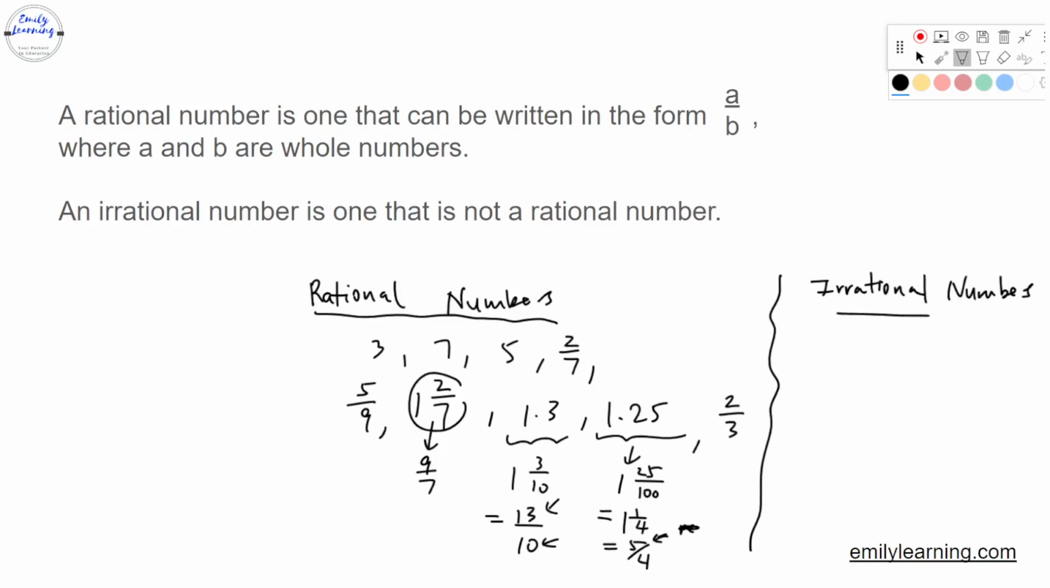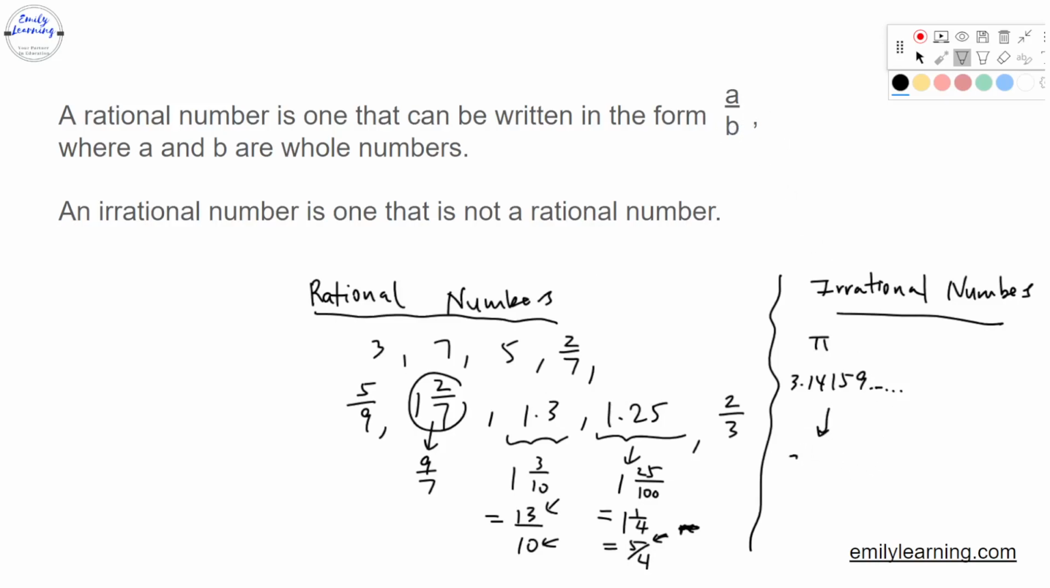So irrational numbers are basically numbers that cannot be represented in the form A over B, where A and B are whole numbers. An example of an irrational number would be pi. So recall that pi is 3.14159 and so on. It doesn't end, it is never ending. So this number cannot be written in the form of A over B, where A and B are whole numbers.